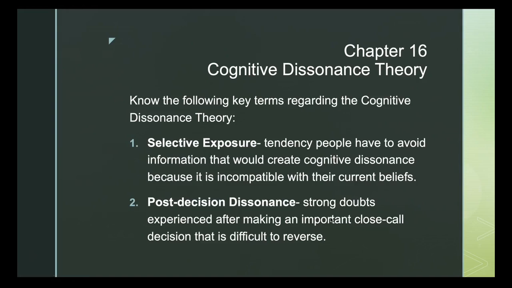So know the following key terms regarding the cognitive dissonance theory. These are four things that people do to avoid having this dissonance as part of the cognitive dissonance theory. The first one is selective exposure. Okay, so this is the tendency people have to avoid information that would create cognitive dissonance because it's incompatible with their current beliefs.